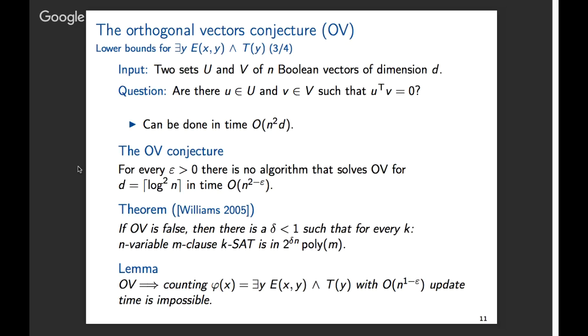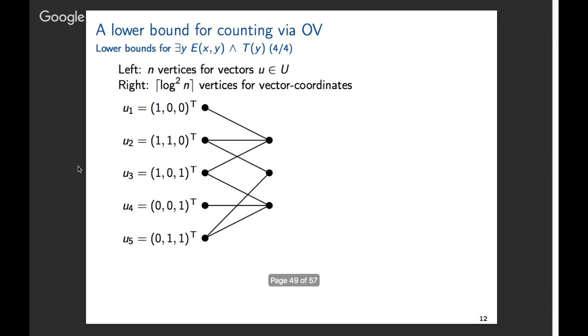Now we can reduce orthogonal vectors to this problem, and it's also not very difficult. In this case, our graph has the following structure. The right-hand side has all n vectors from the set U, and the left-hand side has log squared of n vertices, which stand for the vector coordinates. The relation E encodes all vectors from the set U. We have an edge to the first position if the first entry is 1 in u1, and no edge to the other position if the entries are 0, and so on and so forth.